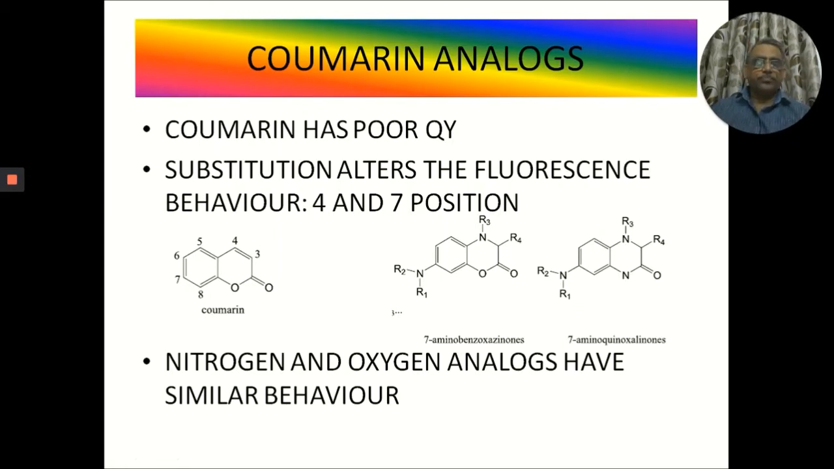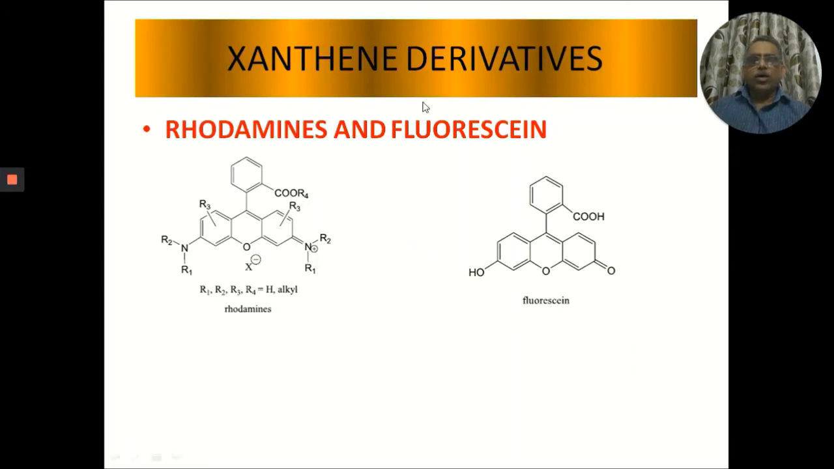Now the next family of fluorescent molecules is the xanthene derivatives. In the xanthene derivatives we can consider two basic compounds, rhodamines and fluoresceins. If you look at the basic structure, rhodamine is an oxygen heterocycle, and fluorescein is also an oxygen heterocycle. Now you can have a variety of substitutions to make rhodamine derivatives and fluorescein derivatives.